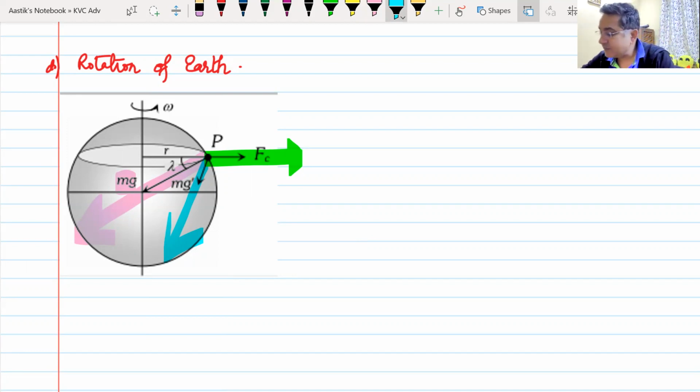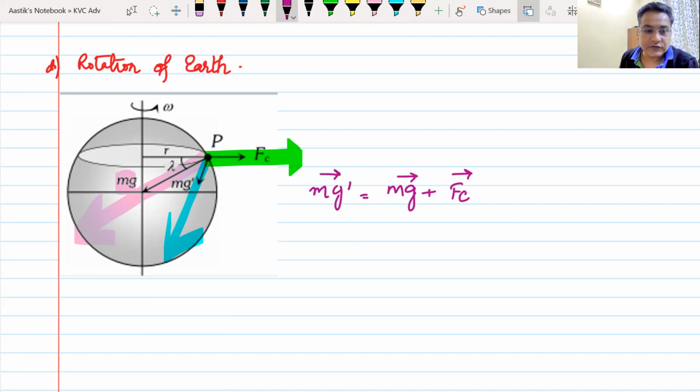Vectorially, this net mg dash is equal to the vector mg plus this centrifugal force, if I want to call it a centrifugal force. The centrifugal force is m omega square r, and because of the angle between mg and Fc, which is equal to pi minus lambda, we get this long formula, and I will show you the formula.